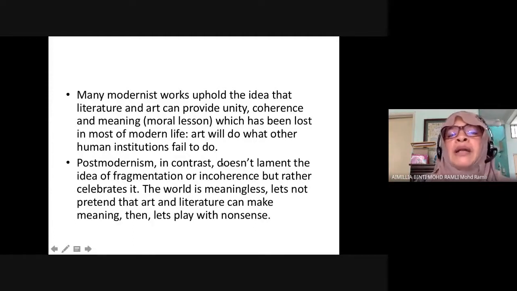Postmodernism, in contrast, doesn't lament the idea of fragmentation or incoherence, but rather celebrates it. The world is meaningless. Let's not pretend that art and literature can make meaning. Then let's play with nonsense. Okay, so that is the idea.